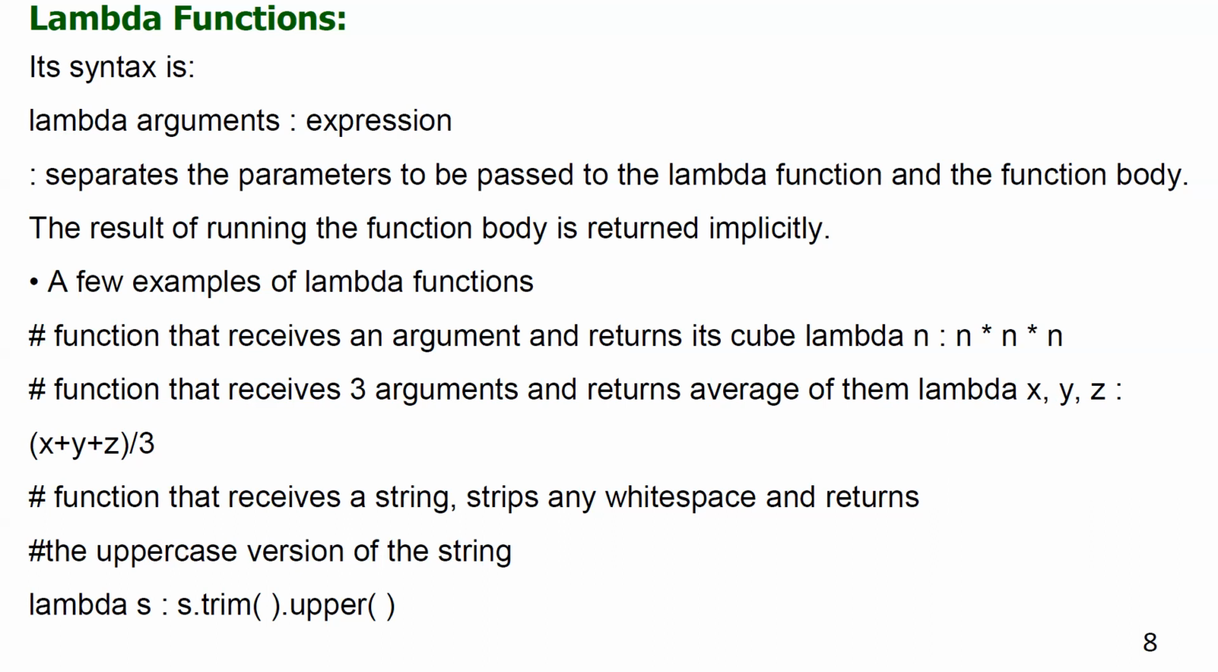Next, coming to the third example. In the third example, we have to receive a string as an argument. Then if any white spaces are there, it has to strip the white spaces and return the uppercase version of the string. So for this, what do we have to write? Lambda is the keyword, then the string is s, colon, s dot strip. The strip function is used to remove any white spaces, and the upper function is used to convert lowercase letters to uppercase letters.